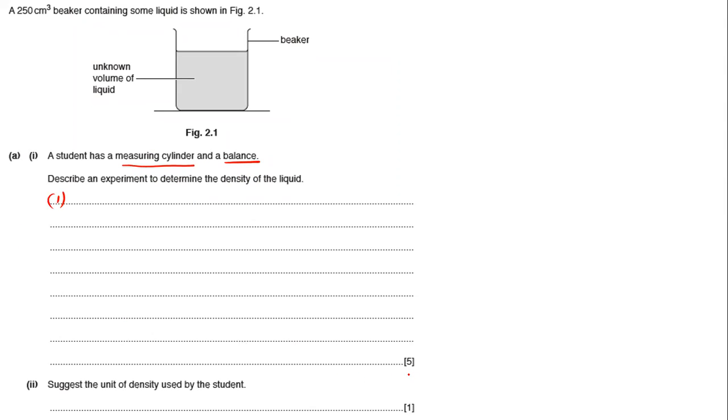This is for 5 marks. So don't say, oh, I measured mass, I measured volume, I got the answer. You should mention it in detail.